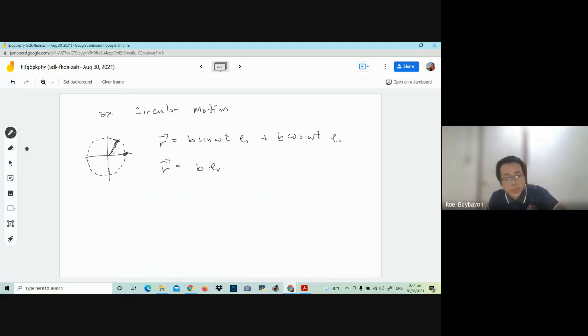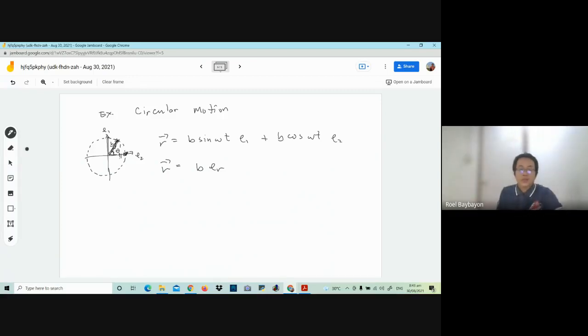The radius of this one is b, and then the angle is some theta. So we can get the x component and the y component of this r. This is e1 here, and this one is my e2 here. So we have b sine omega t e1 plus b cosine omega t e2. And in terms of plane polar, this is just equal to b er.